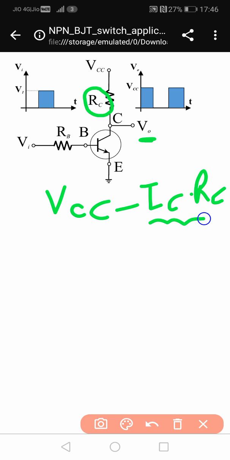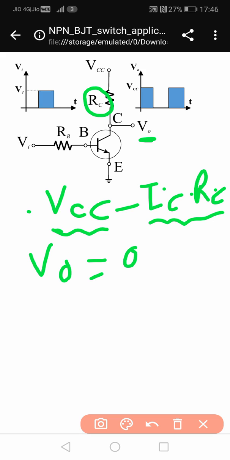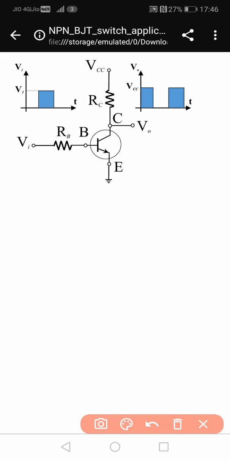So if the voltage drop across RC, which is IC times RC, is very high and approximately equal to VCC, then VO would be equal to 0, and that is what is shown in the timing diagram. When you have a logic 1, which is the blue color here, you have logic 0 at the output in the diagram. So this is how your transistor can be used as a logic switch.